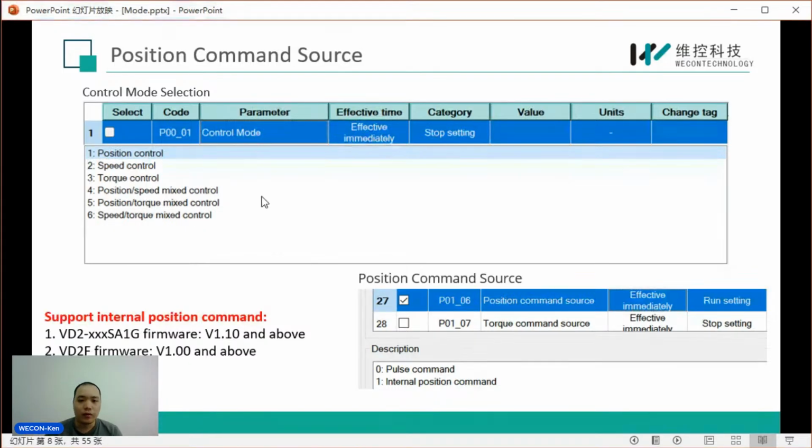For example, position and speed mixed control. This means the servo will work in position mode by default. If an input signal is sent to the drive, it will change the control mode to speed mode. So we can use a DI terminal to change the control mode between position and speed.